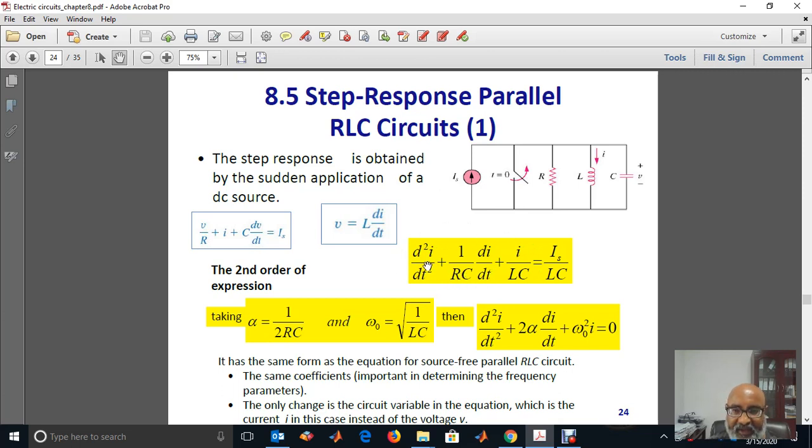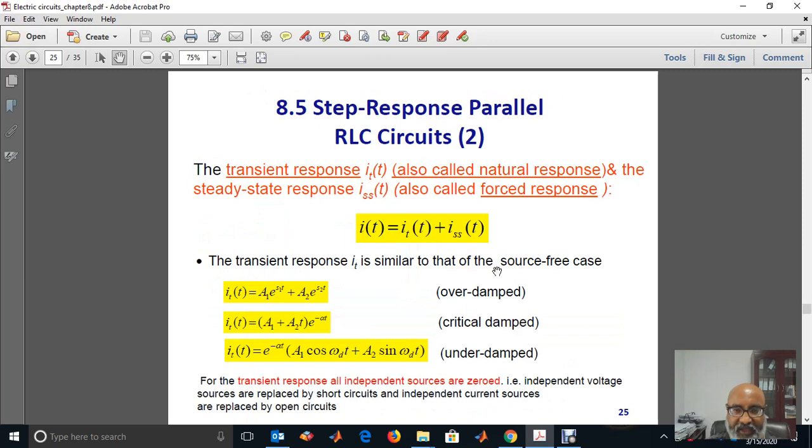What is the difference? In the source free parallel RLC circuit equation, the parameter was V, not I. Otherwise alpha is the same. Alpha is 1 over 2RC. Omega naught is square root of 1 over LC. So we have, again, two solutions, the transient response and the steady state response. And the transient response can be overdamped, critically damped, or underdamped like before.